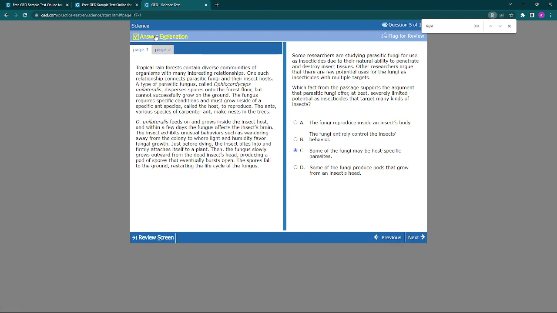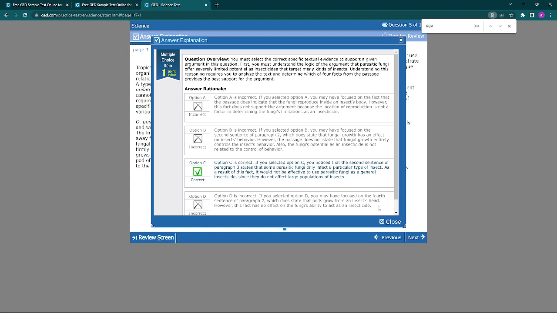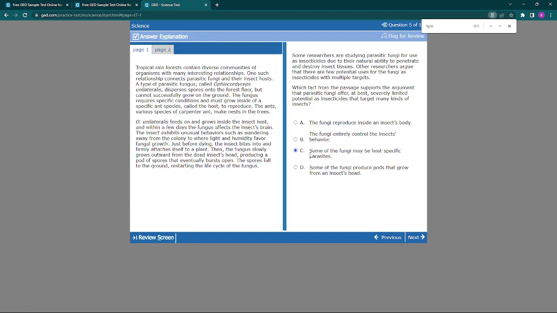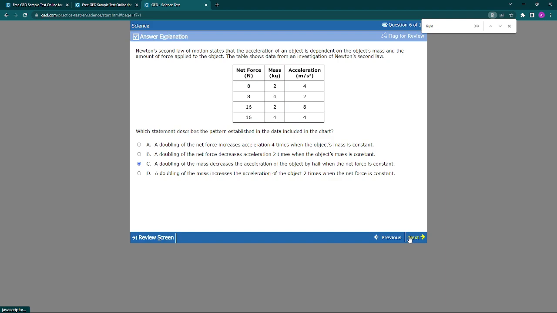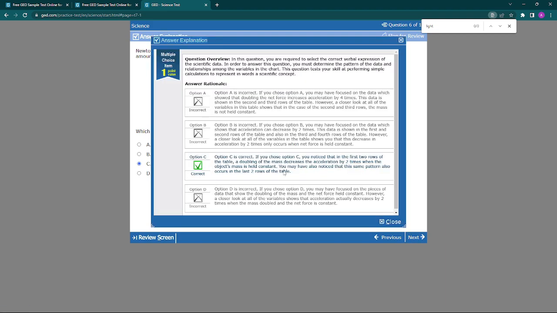This one, C, is correct. It's host specific, or some of the fungi may be host specific parasites. So this wouldn't work on a wide variety of insects. So that we got that. So six out of 7, basically, because we're missing one so far. All right, this one. Yep, that's correct.